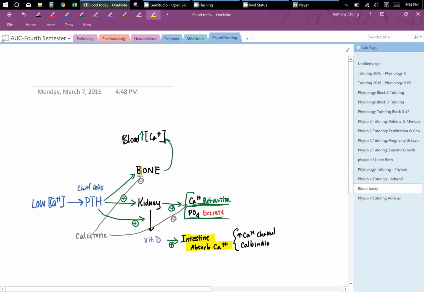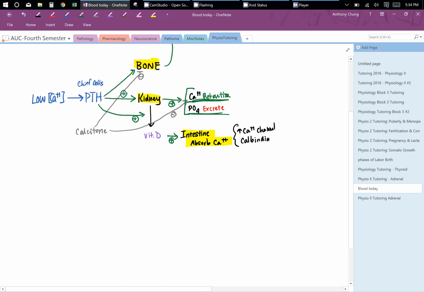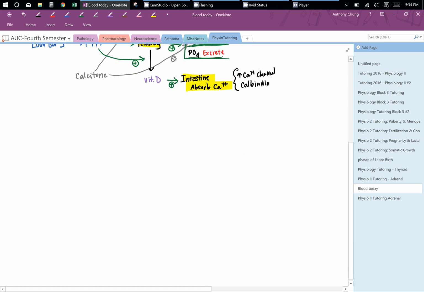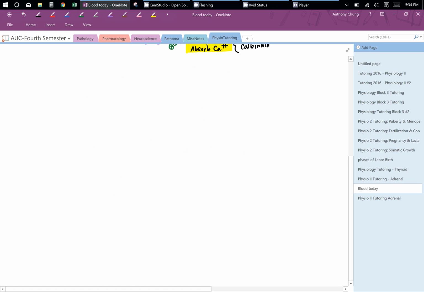So we'll talk about what's happening in the bone, and then we'll talk about the kidney, and then how PTH is being made. I'm gonna scroll down a little bit. So let's start with the bone, since that's where your storage of calcium comes from. So bone.